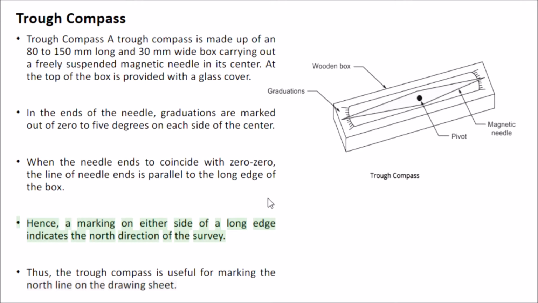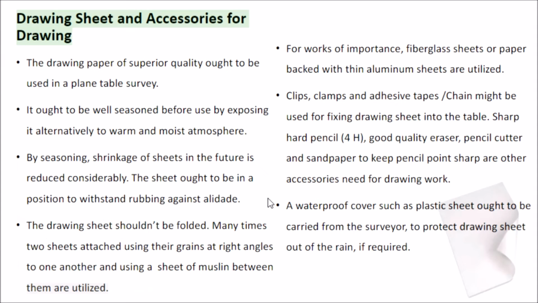Hence, a marking on either side of a long edge indicates the north direction of the survey. Thus, the trough compass is useful for marking the north direction. Drawing sheet and accessories for drawing.